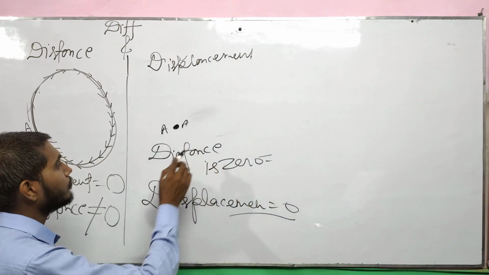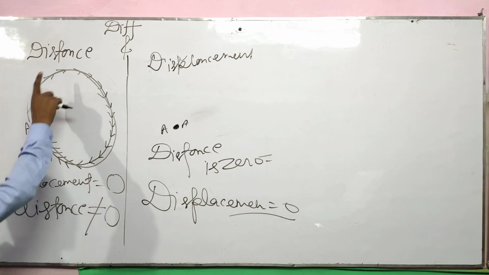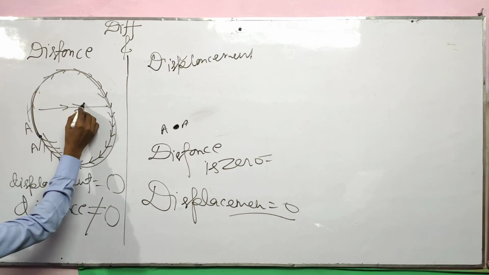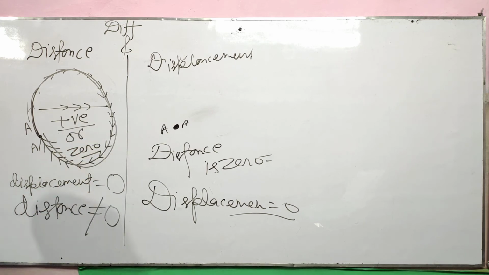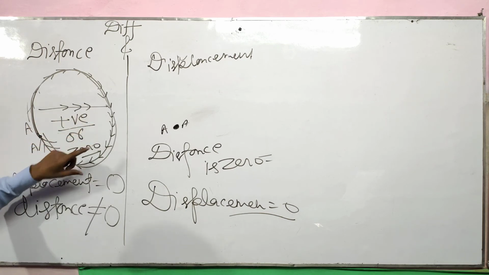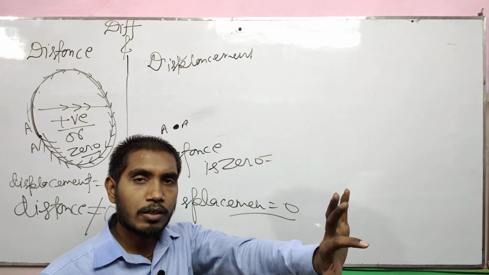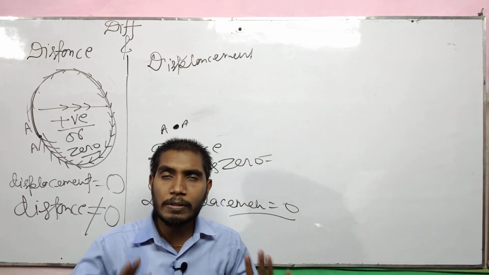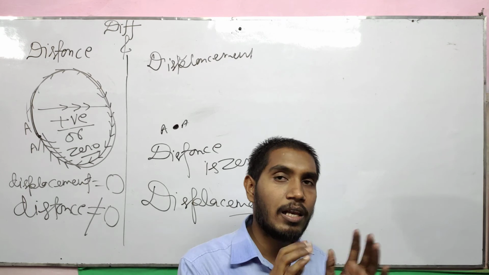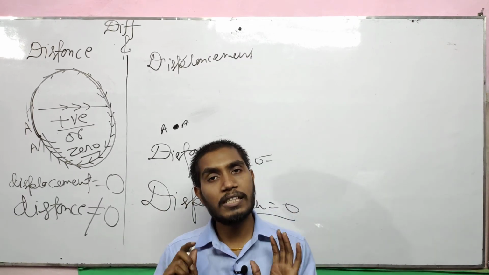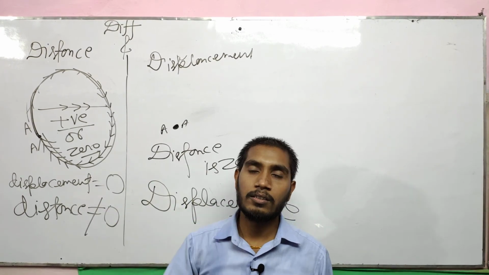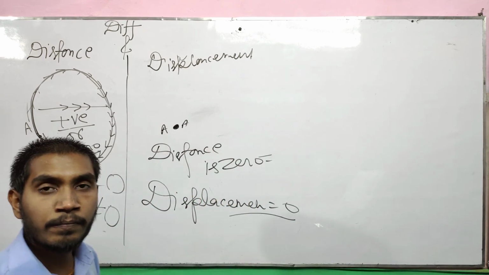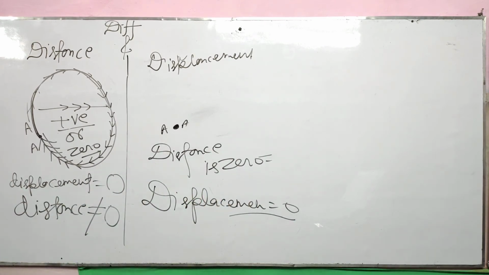Next, distance will always be positive or 0. Whenever you travel, you cover some distance, 1 meter, 2 meter, 3 meter. That is positive. And when you do not travel, your distance is 0. So distance will be positive or 0.